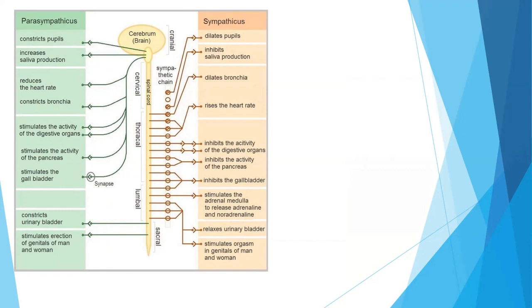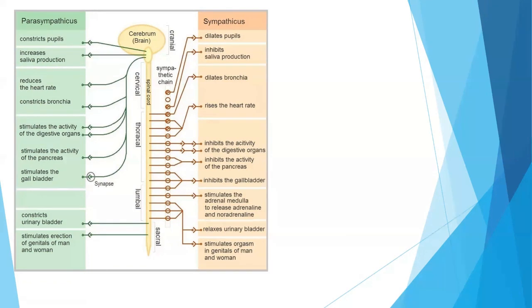So your pupils are constricted, there is increased saliva production, there is reduced heart rate, there is constriction of bronchi, there is stimulation of the digestive organs to digest the food, stimulation of the activity of the pancreas, stimulation of the gallbladder. There is constriction of the urinary bladder, and that stimulates the erection of genitals of man and woman.